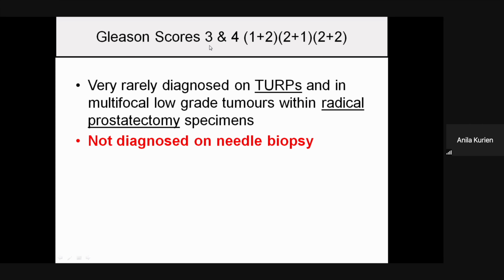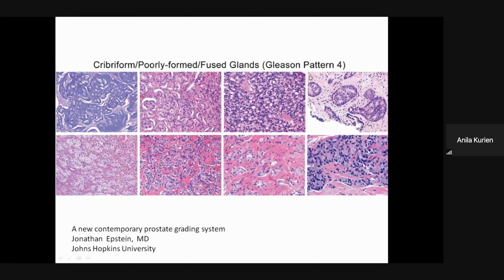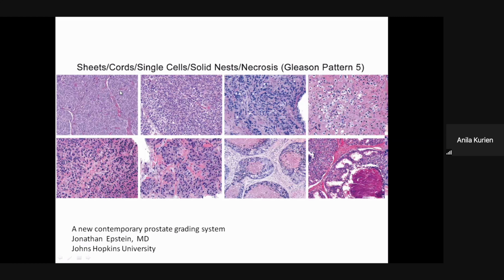Now coming to Gleason patterns 3 and 4, it could be because of a variety of combinations. The ISUP guideline says you do not diagnose them on a needle biopsy. Very rarely, it may be diagnosed on a TURP or a radical prostatectomy specimen. Now coming to pattern 4, this pattern consists of either cribriform glands, poorly formed or fused glands, or even glomeruloid glands. And pattern 5 has no gland pattern. There is no gland formation.